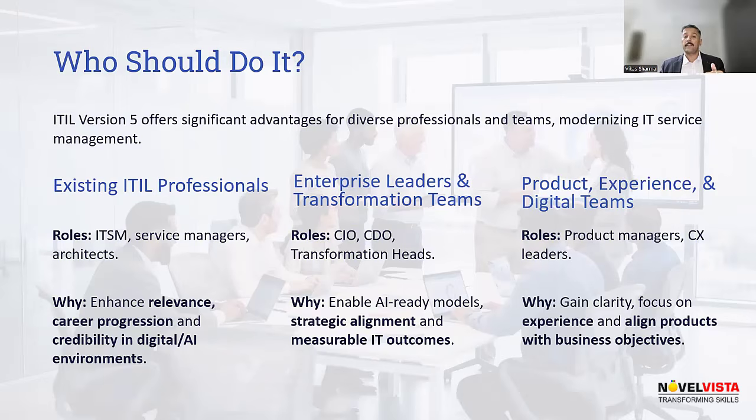If you look at the enterprise leaders and transformation teams, even they should do it. So if you look at specific roles at the leadership level, you can consider CXOs, but in that also it could be the CIO or the CTO or the Chief Delivery Officer, CDO, or transformation heads. And why should they do it? Because they are going to enable AI-ready models, meaning they can use ITIL to enable those AI-ready models, strategic alignment, and measurable IT outcomes.